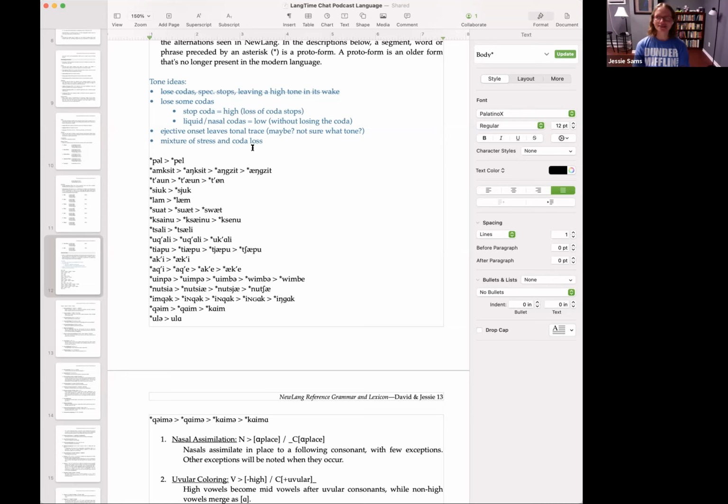If they left a trace, and this is just for some reason, it's not an actual connection, it would be a high tone. I say that as if it's so natural and obvious, but there's nothing about it that suggests it has to be high. It just, in my head, I'm like, ooh, ejective, high tone. Yeah, I think we're going to have to go to the internet to see if there's any association between ejectives and tone, because I think that there is, but I don't know what it will be.